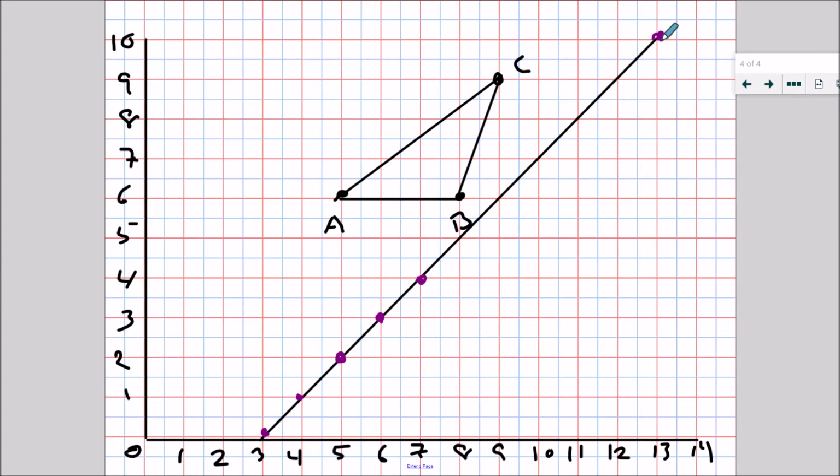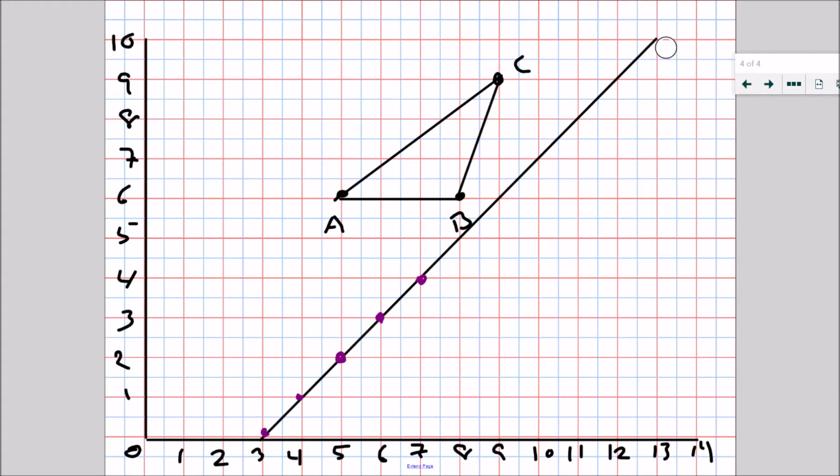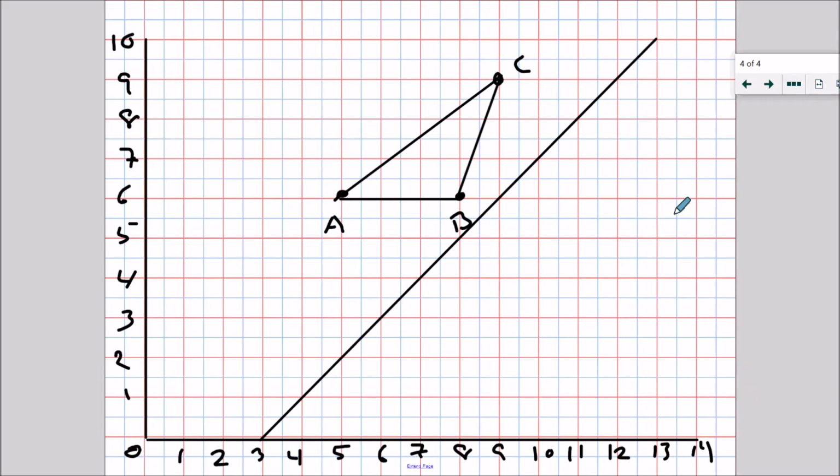Now, if you remember our input-output tables from earlier in this year and how to name these lines, well, we're just going to name the line that way. But we need to recognize the relationship between x and y here. In this case, my x is always going to be 3 more than my y. So if I have x and take 3 away from it, I get y, which is why I call this line y equals x minus 3. No matter what my y is, it's going to be 3 less than my x on this line.